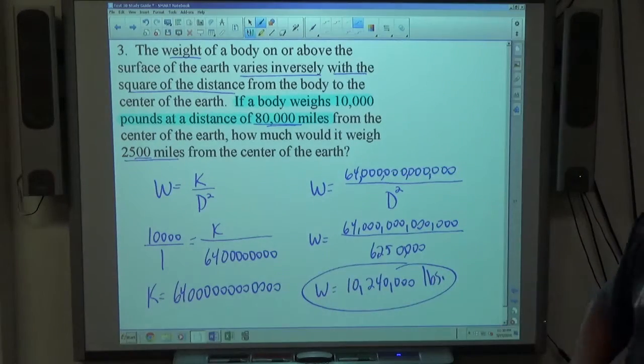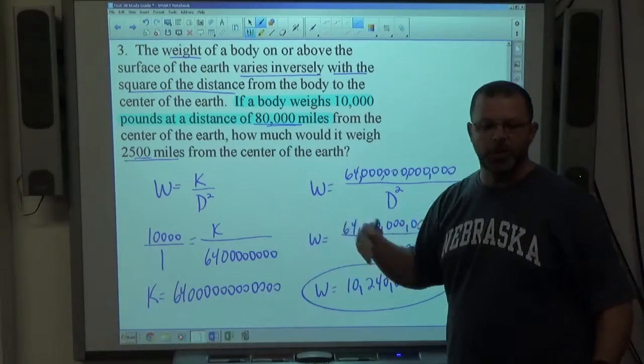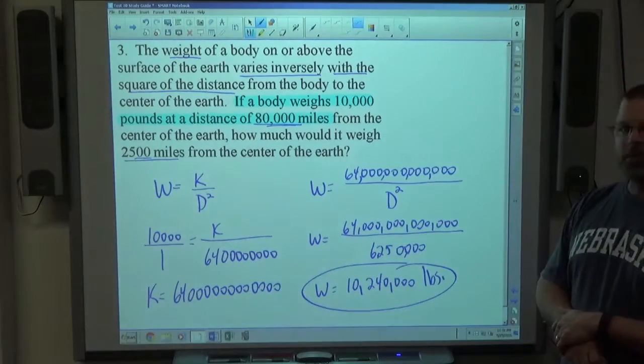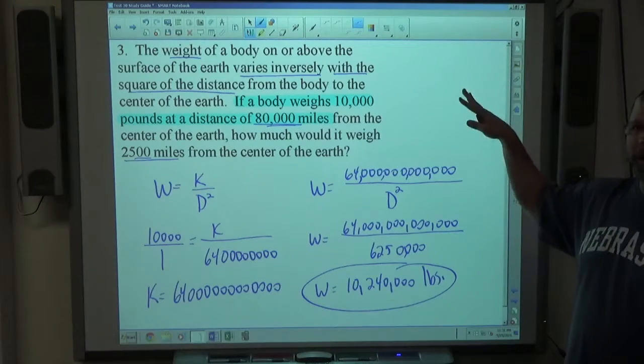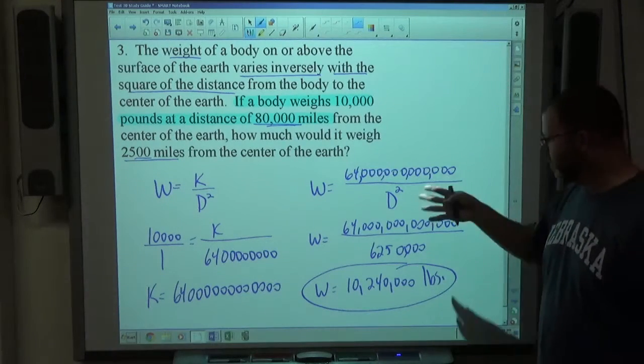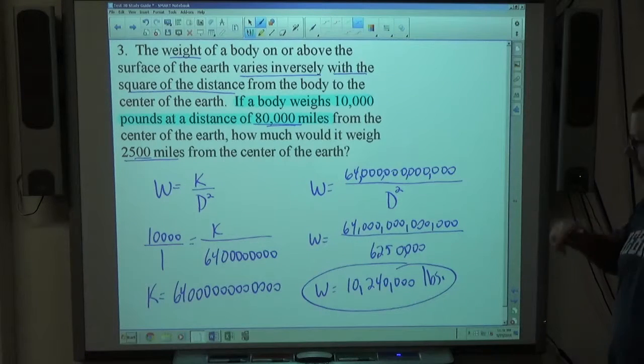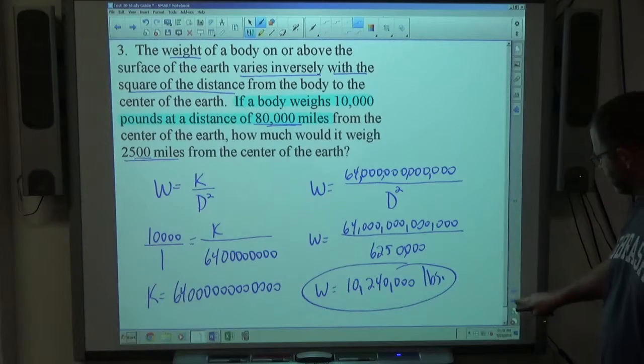All right. So expect K to be an extremely large number when we start dealing with the weight of objects, and typically we're talking about comets, asteroids, things like that. So they weigh a lot. So expect it to be big numbers on that one.